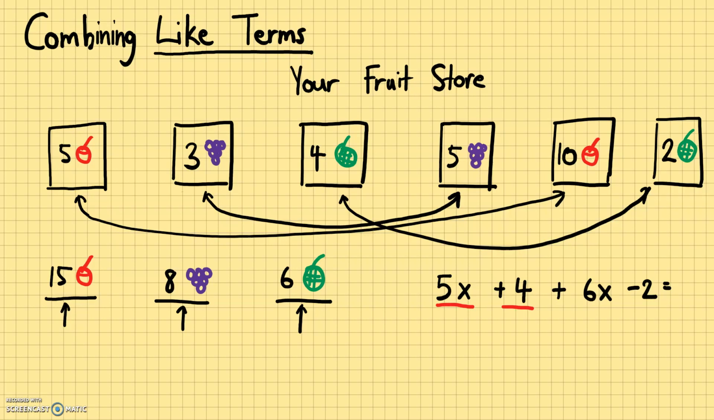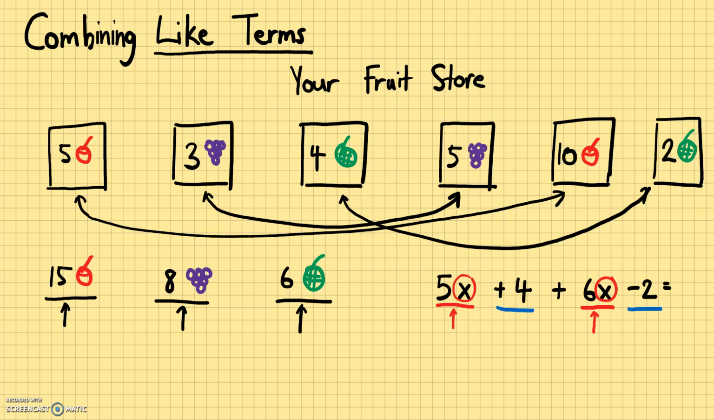So instead of adding 5x and 4, we can add the 5x with the 6x, and we can add the 4, or in this case, subtract the 4 and the 2. Okay, now we can do this because the 5x and the 6x are the same kind. They're like terms. And how do we know that they're like terms? It's because they have the same letters.